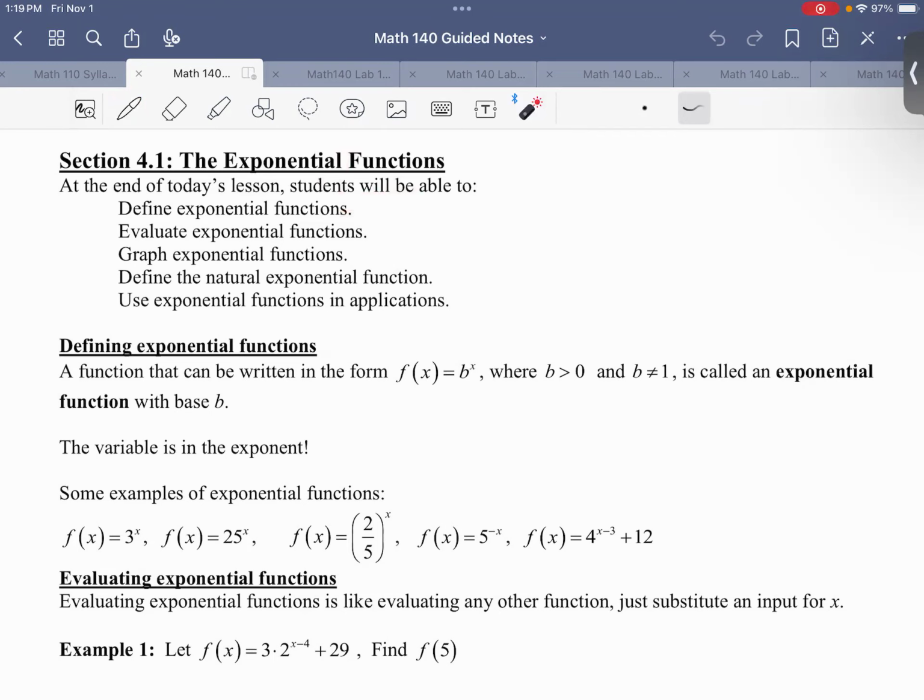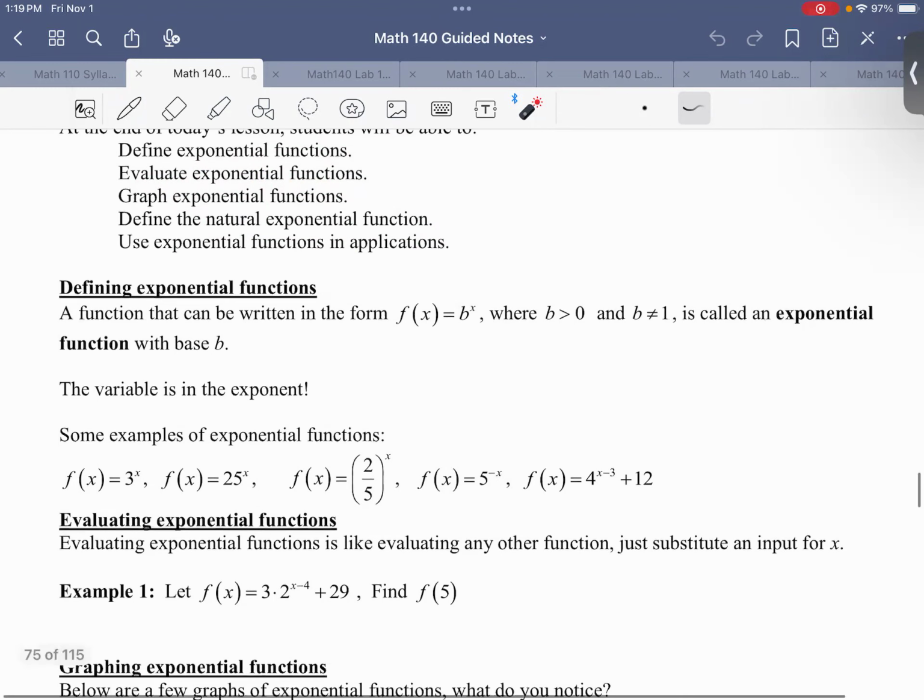At the end of today's lesson, you will be able to define exponential functions, evaluate exponential functions, graph exponential functions, define the natural exponential function, and use exponential functions in applications. So let's go ahead and define an exponential function.